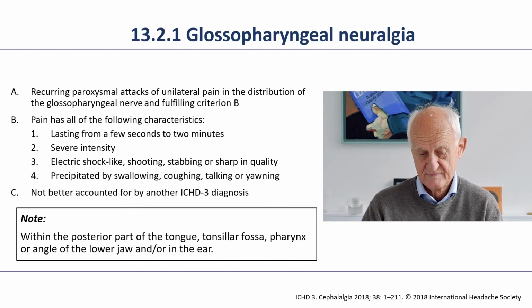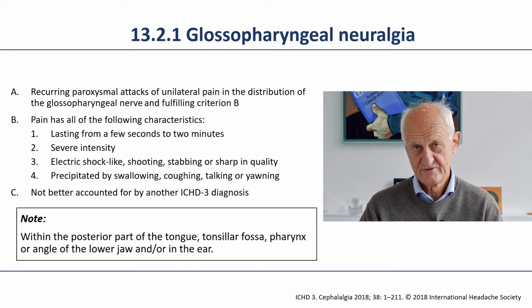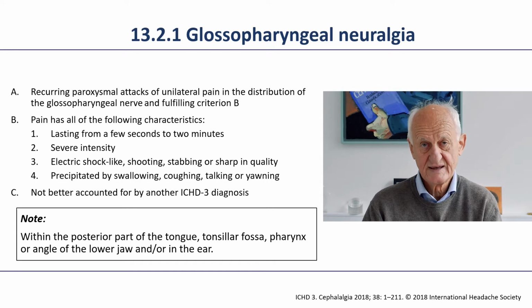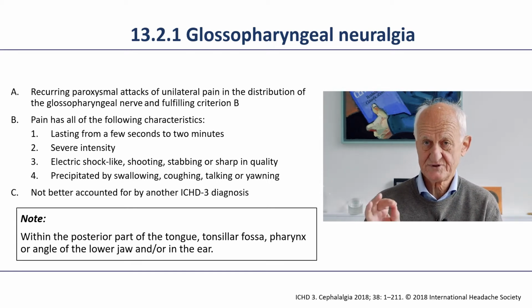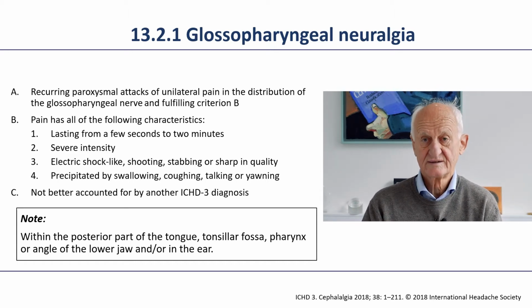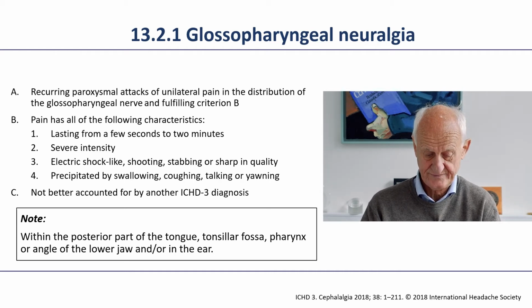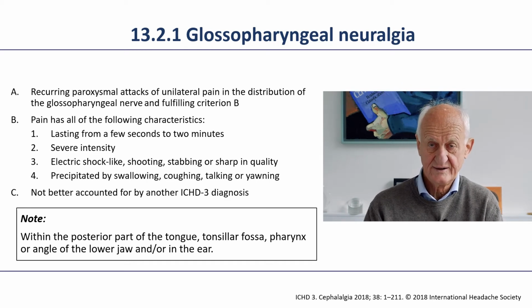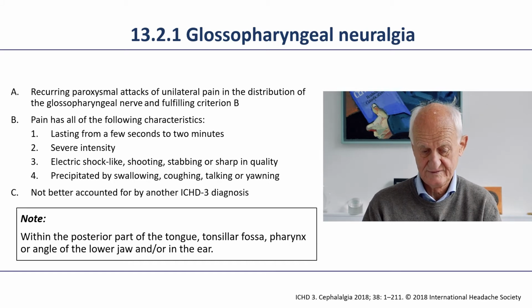Glossopharyngeal neuralgia is a very rare disorder, but it has the same quality as the trigeminal neuralgia with these sharp shooting pains, but located in the territory of supply of the glossopharyngeal nerve. And again, any underlying organic disorder has been ruled out.